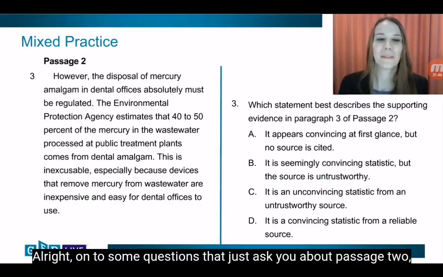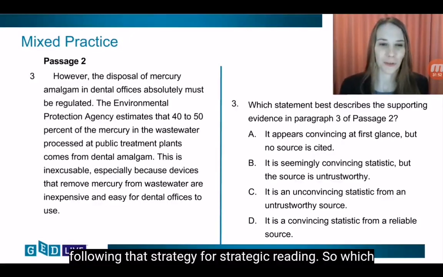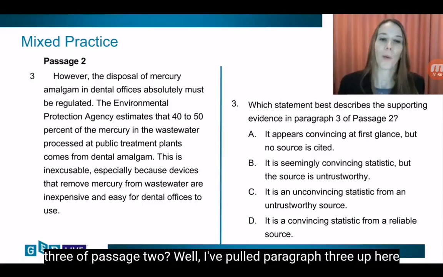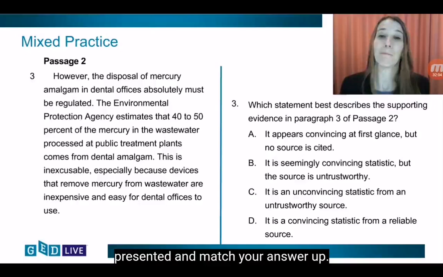All right, on to some questions that ask you about passage 2, following that strategy for strategic reading. Which statement best describes the supporting evidence in paragraph 3 of passage 2? Well, I've pulled paragraph 3 up here for you to take a look at. Review the evidence that was presented and match your answer up.